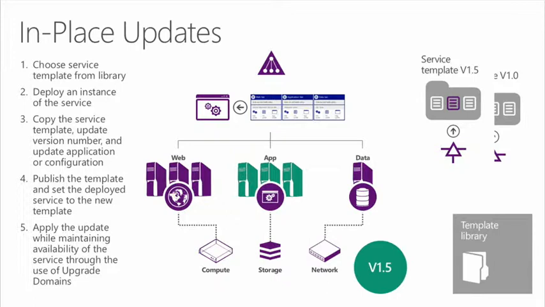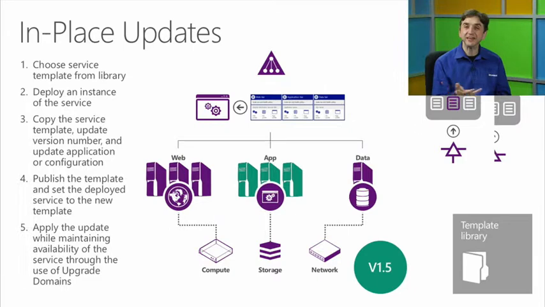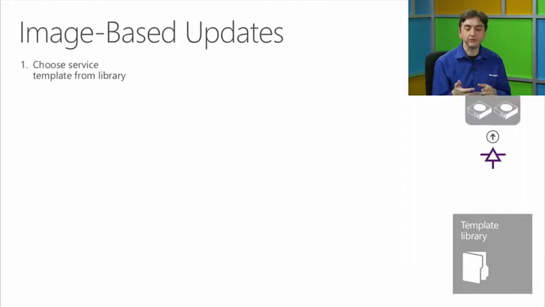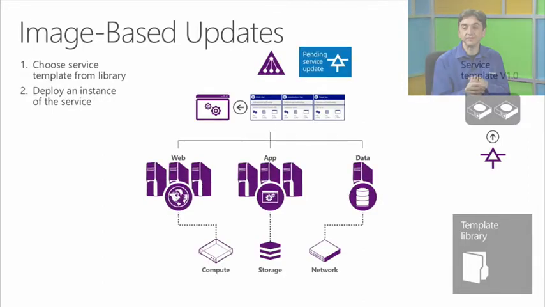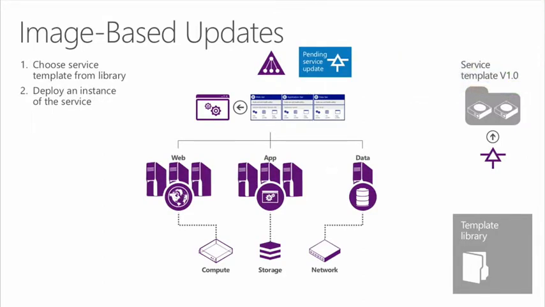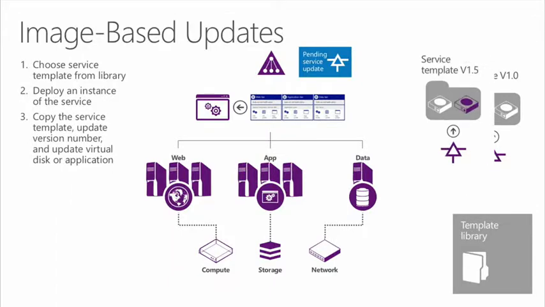Probably more important with upgrade domains would be in a time where it's going to take a while to deploy, and that would be during, say, an image-based update, which basically follows the same steps that the first one did. I would create a VM template, and then after I create that VM template, I would deploy the virtual machines from there. I would deploy that service from that template, from the library. But now, instead of making a change to just a piece of that template, I'm going to change the VHD that service tier is running on. So I make a copy of that template, I pick the new service VHD that I'm going to deploy.